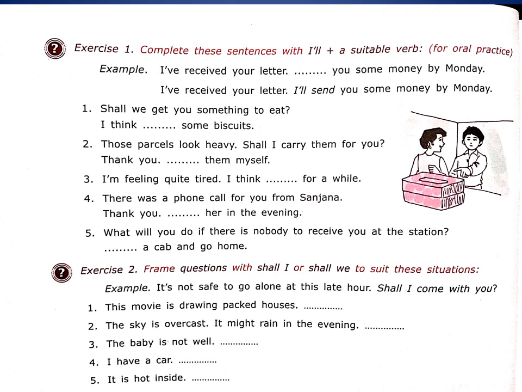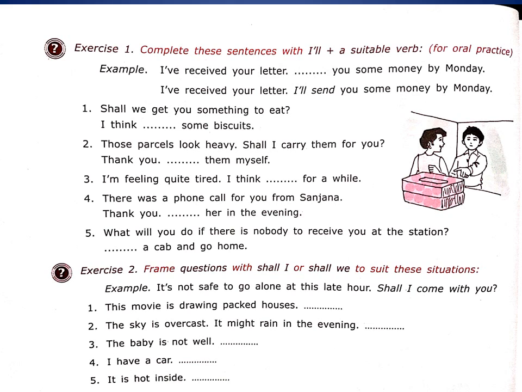Let's go to next. Frame questions with shall I or shall we to suit these situations. It's not safe to go alone at this late hour. Shall I come with you? Like this is the example. Then the first sentence I'll do with you, rest you'll do it yourself.